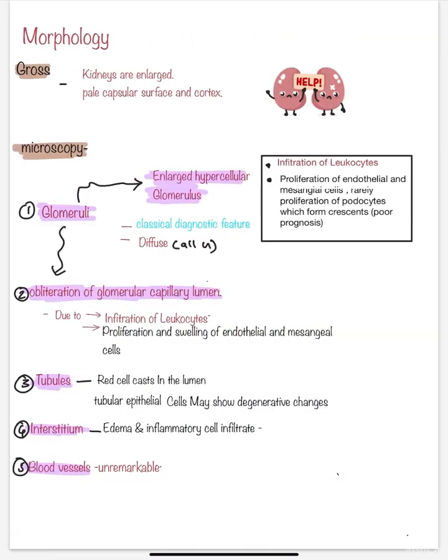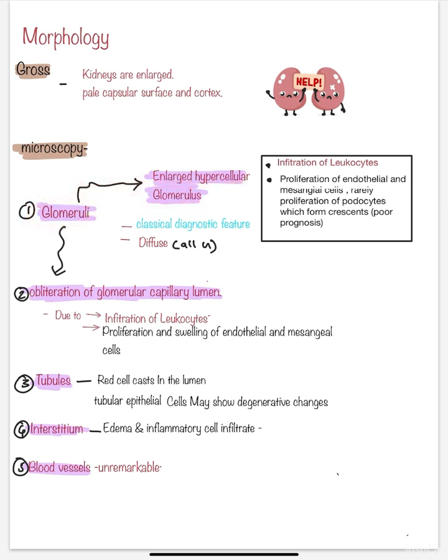So these are the morphology. Talking about gross morphology, the kidneys are enlarged, and we will have a pale capsular surface and cortex. Coming to the microscopy, what happens to the glomeruli? Enlarged, hypercellular glomeruli can be seen.